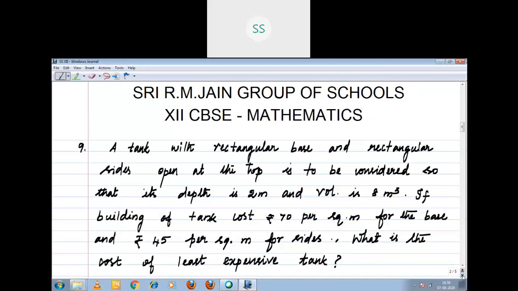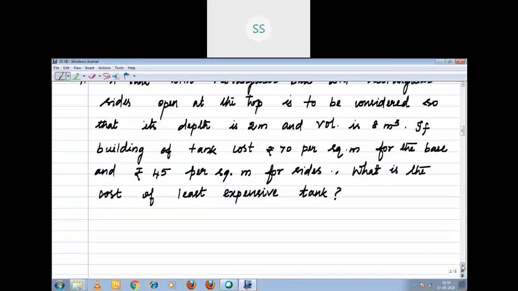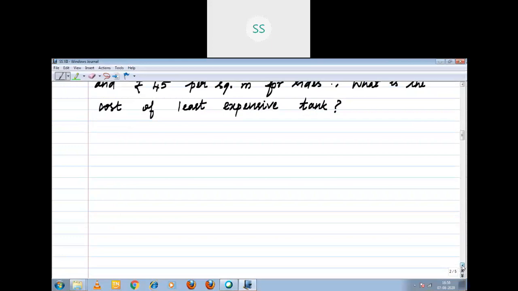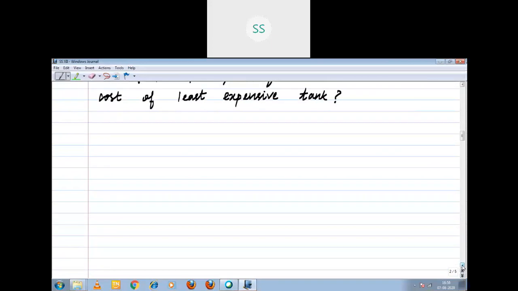Least means minimum. That means what you want to say? The second order derivative is greater than 0. Right? Now, rectangular tank means it looks like a cuboid. Right? Now you see, I'm going to draw the tank.